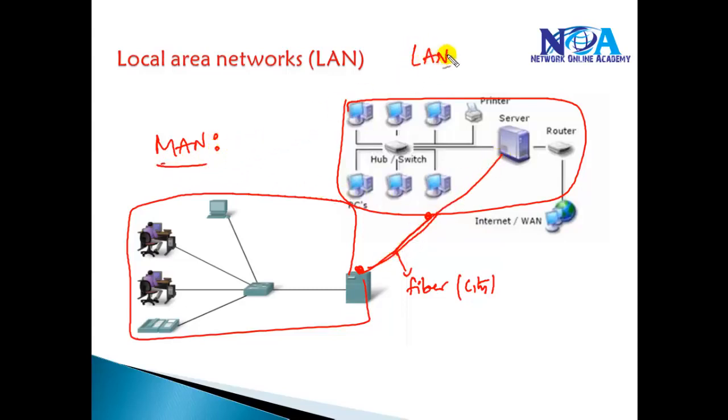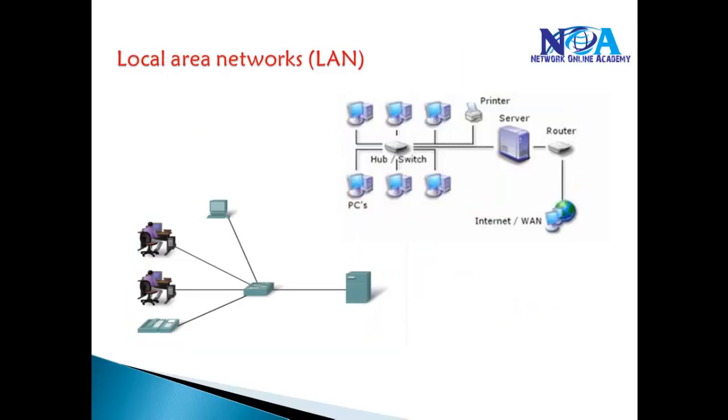Now we have a LAN within the same building or the same office, a metropolitan area network within the city limits if you are connecting two or more different LANs, and a WAN, wide area network, where we are connecting between two different cities or different countries.